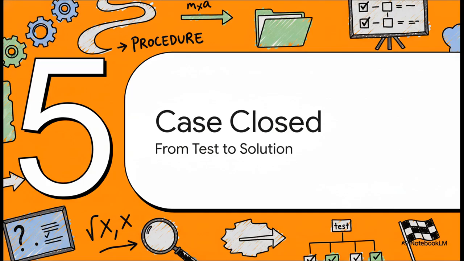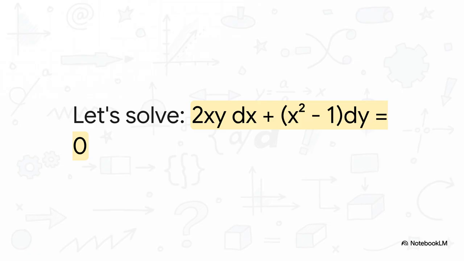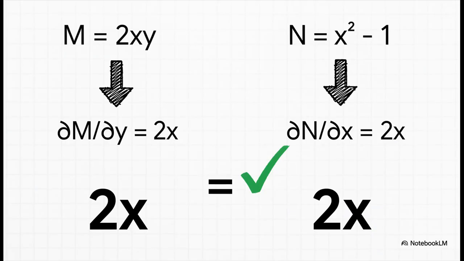Okay, enough theory. Let's get our hands dirty and actually put this procedure into practice. We're going to take one case from the initial test all the way to the final reveal. Let's do this. Here's our suspect: 2xy dx plus the quantity x squared minus 1 times dy equals 0. Yep, looks like it fits the M dx plus N dy profile perfectly. First things first, always run the test. M is 2xy, N is x squared minus 1.